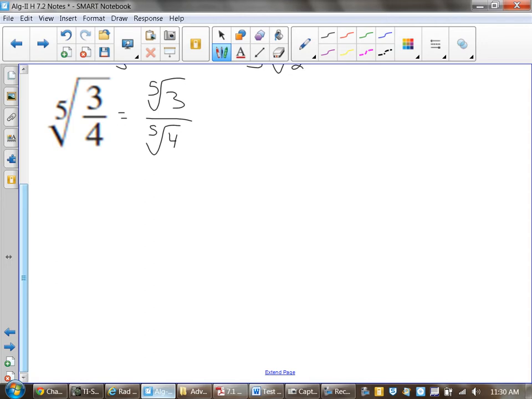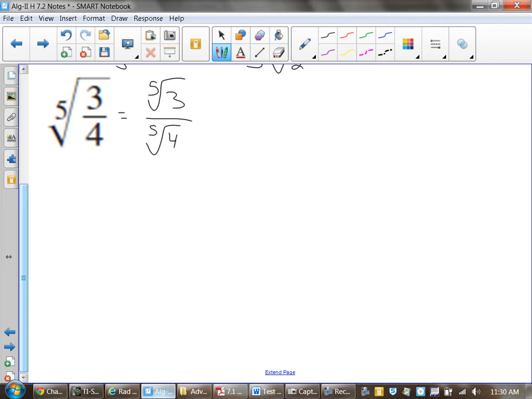Now, in order to get rid of the radical in the denominator, the nth root in the denominator, we have to create a perfect nth root. So I have to find something that is a perfect 5th. Okay? How can I rewrite 4 in terms of an exponent?